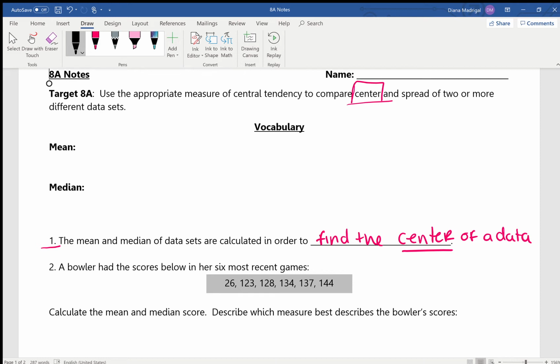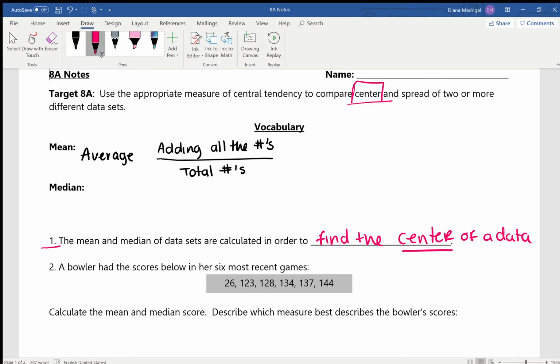Okay. Well, we need to learn what is a mean and what is a median. Mean is the average. Okay. And the average is calculated by adding all the numbers and then dividing by the total numbers. Alright, so for example, I'm gonna give you an example. So example, if I had the numbers 1, 4, 5, 6, 3, and 2.